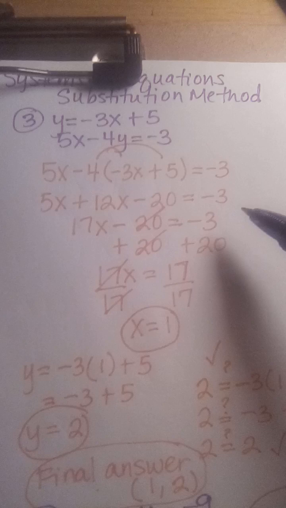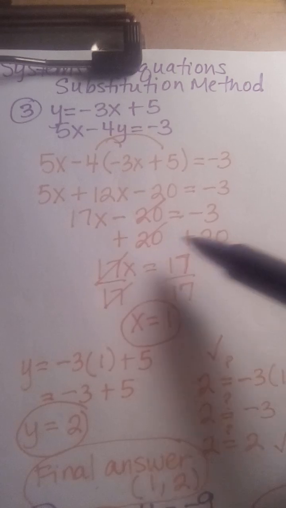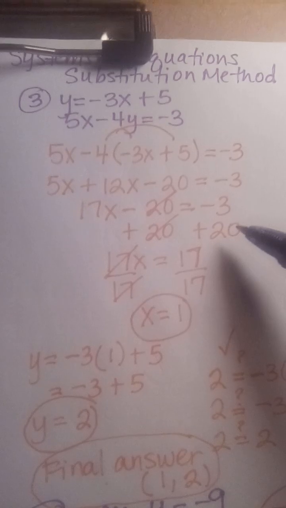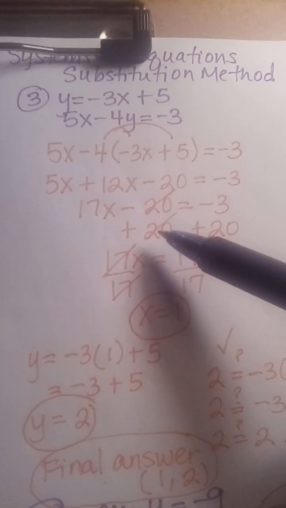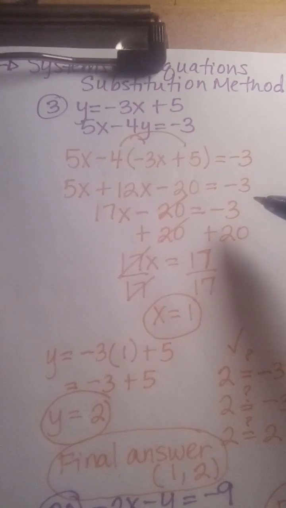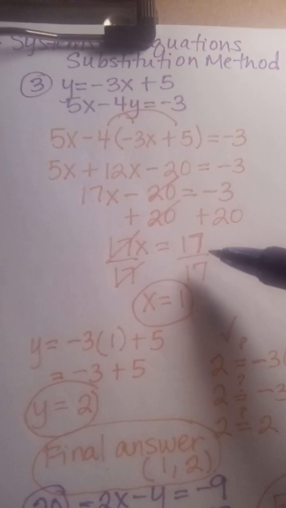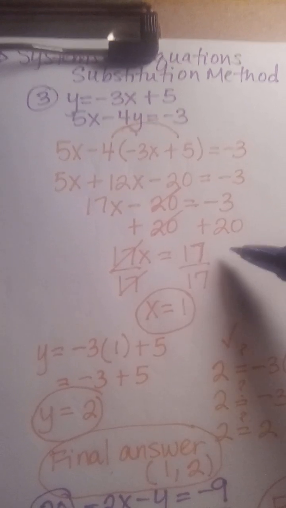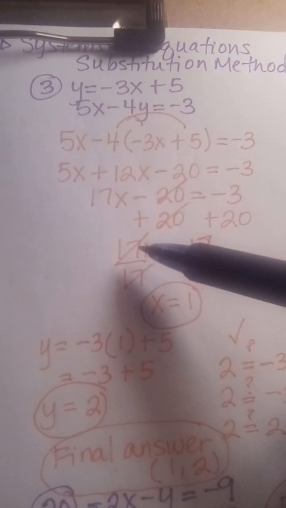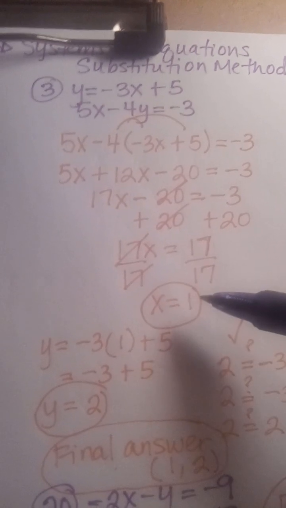Okay. Then you do the arithmetic. In order to move this across, we have to do the opposite. In this case, we add 20 to both sides of the equation, eliminating the 20s on the left side, bringing down 17x equals negative 3 plus 20. 20 is a bit bigger, so it'll be 17. Then you divide both sides of the equation by 17, crossing out the 17s, bringing down x. Then 17 divided by 17 gives us 1.